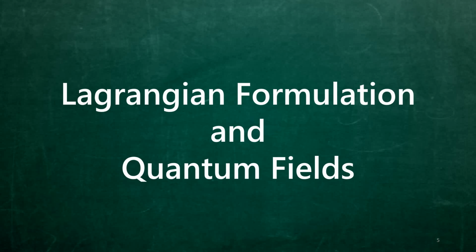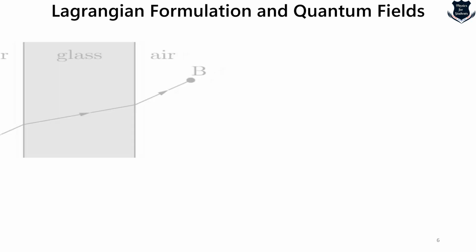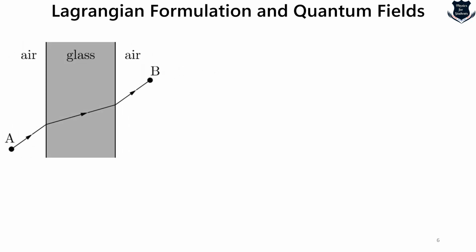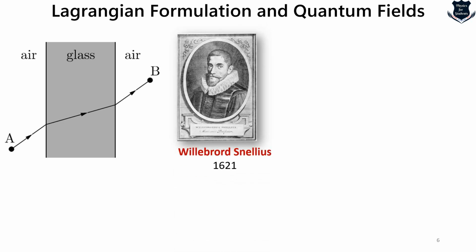This is what we will start with: Lagrangian formulation and quantum fields. And you would be surprised that we would start with something which we call the study of optics. Now, in this schematic diagram, you can see the passage of a light ray through a slab of glass. The bending of the light ray near the air and glass interface can be calculated using the known refractive indices of air and glass, which was calculated by the famous Willebrord Snellius in around 1621, and this is known as the famous Snell's law.